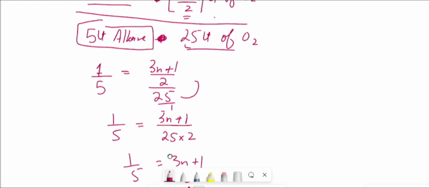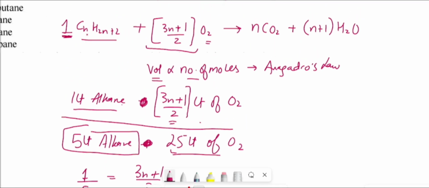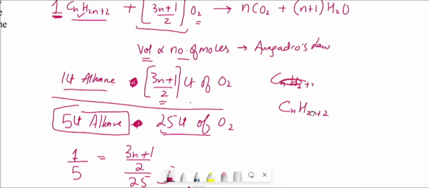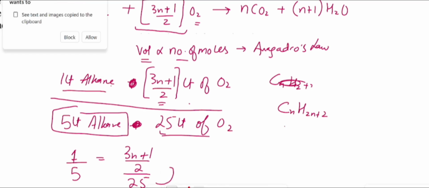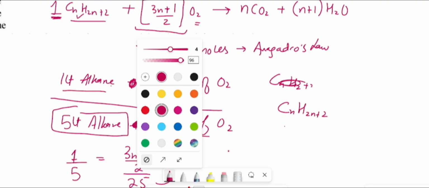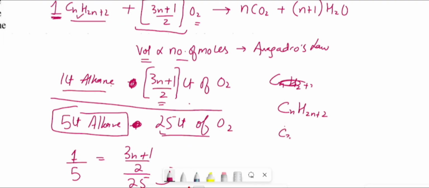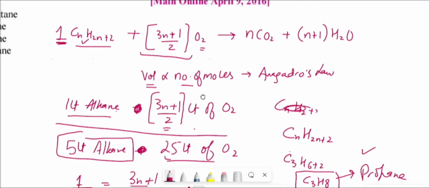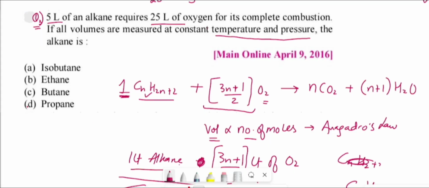So putting in the value of n, you will get the answer. The general formula of alkane is CnH2n plus 2. Put the value of n as 3. Which alkane would that be? C3H6 plus 2, that is C3H8. So this is propane. Okay, C3H8, it is propane. So right here, which option is correct? The D option is correct.